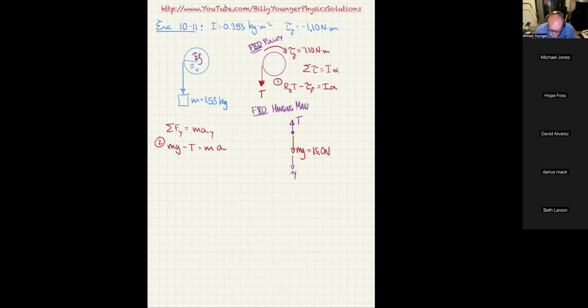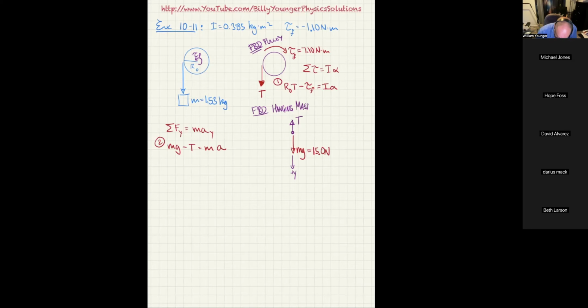Now, because I took the time to say that mg going down was a positive direction and T pulling downward causes a positive torque, I realized that rotation in the counterclockwise direction will be positive at the same time that a is positive. If I hadn't done that, then when I try to implement the idea that the rope is not slipping over the pulley, which has to happen through the equation a equals R times alpha, I might have to write something like a equals negative R times alpha.